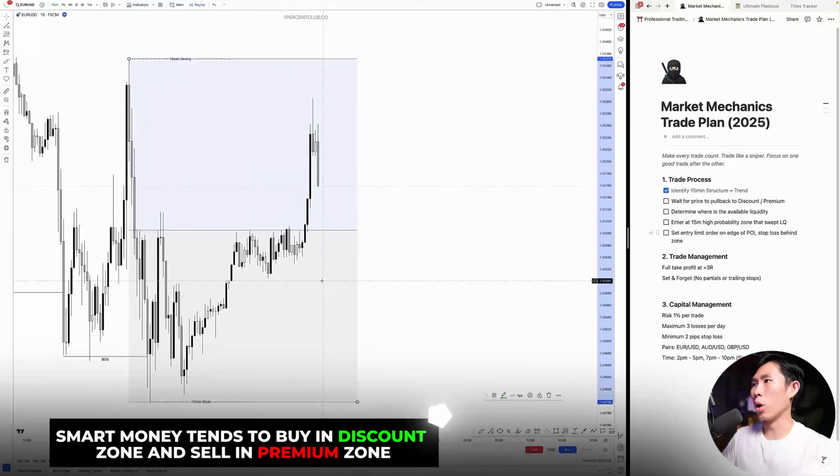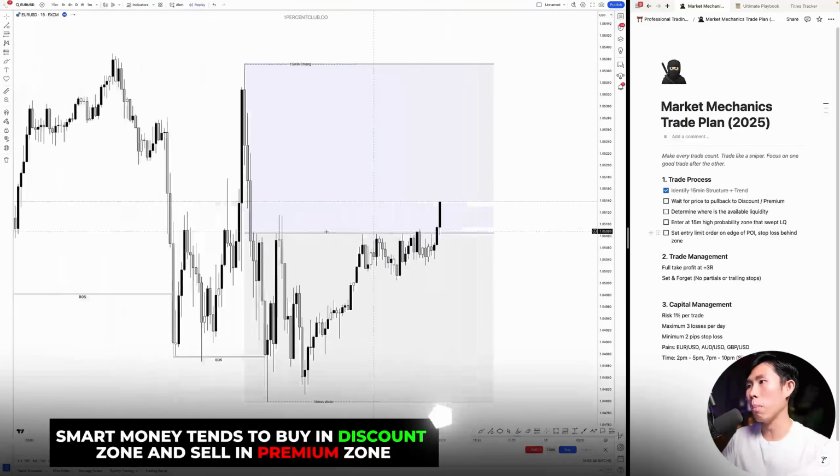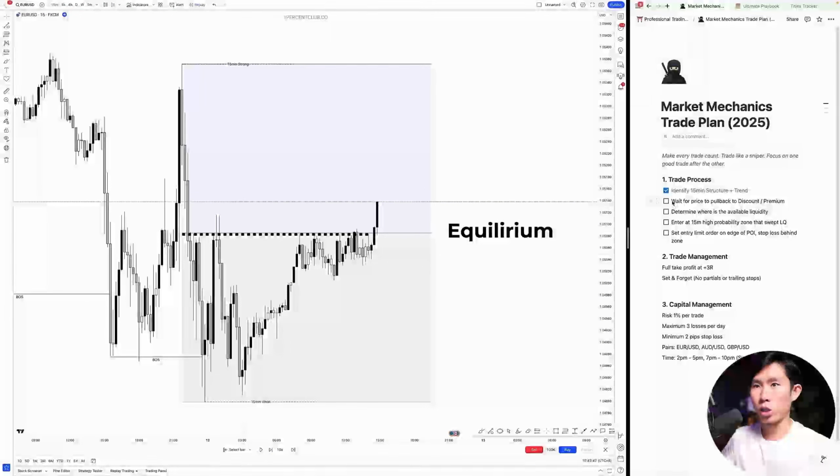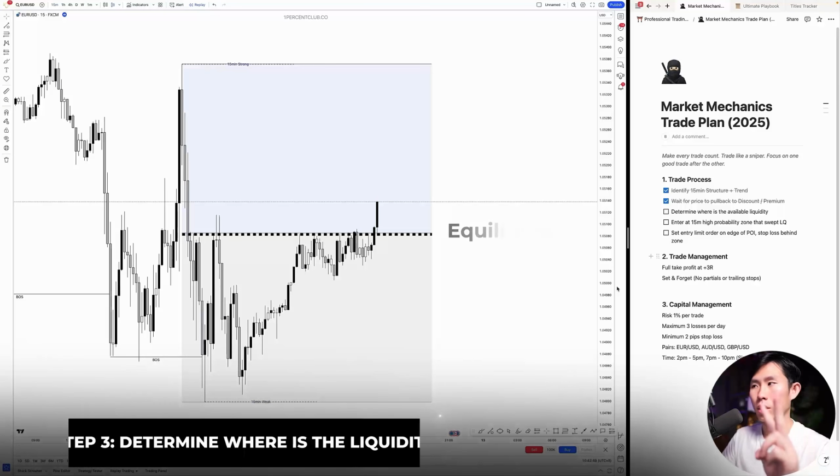There we go. The minute price pulls back into the premium discount, just like this, the minute it crossed above the equilibrium right here, this is where I can just check the second box.